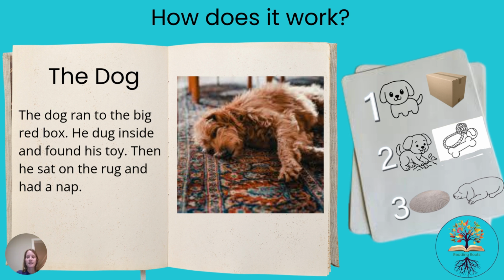And the student says, the dog was digging for the toy in the dirt. It is okay if the child added a detail. The point is, the dog dug for his toy. And the teacher responds, very good. So what happened at the end of the story? The student, as he's looking at his pictures to help him remember, says, the dog fell asleep on a rug. Very good. That was a great retell.